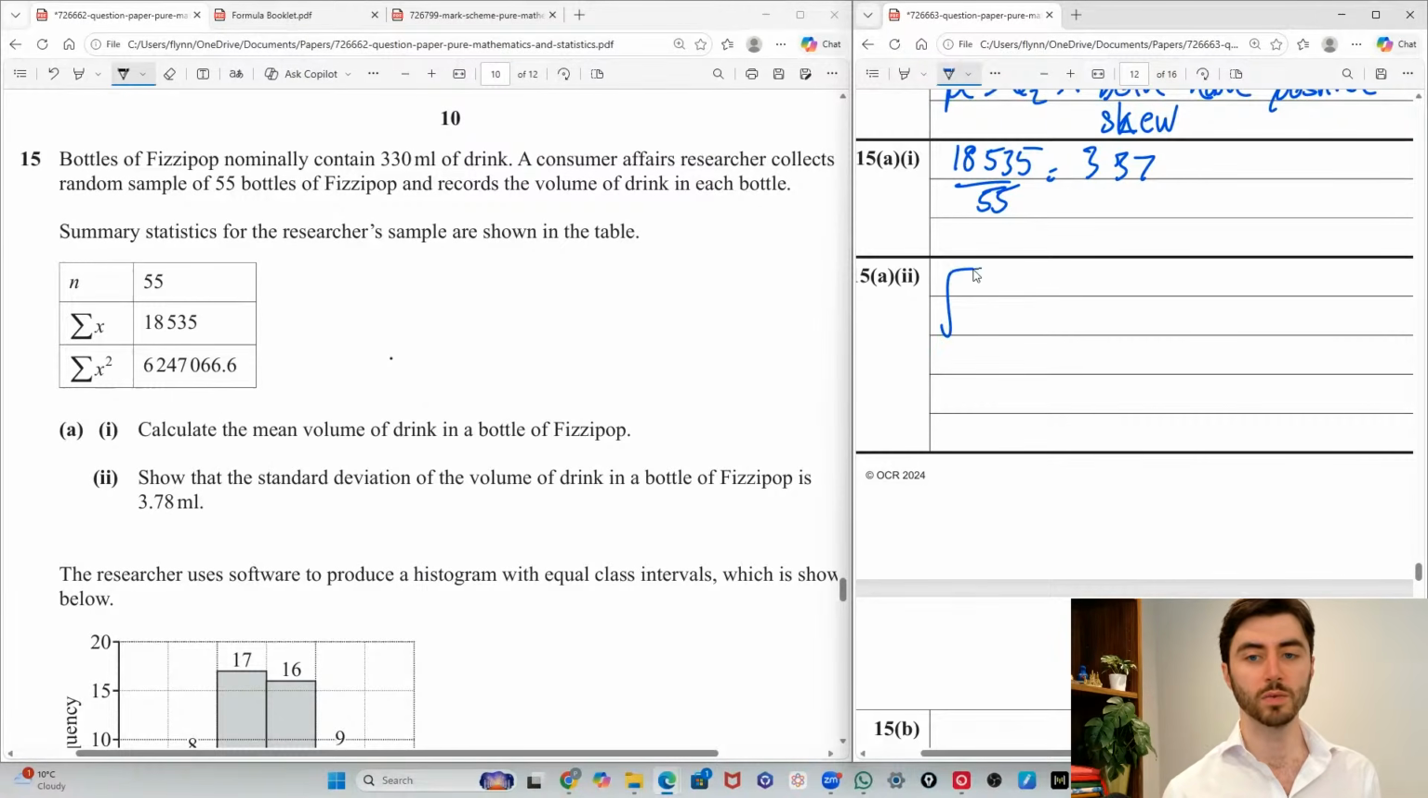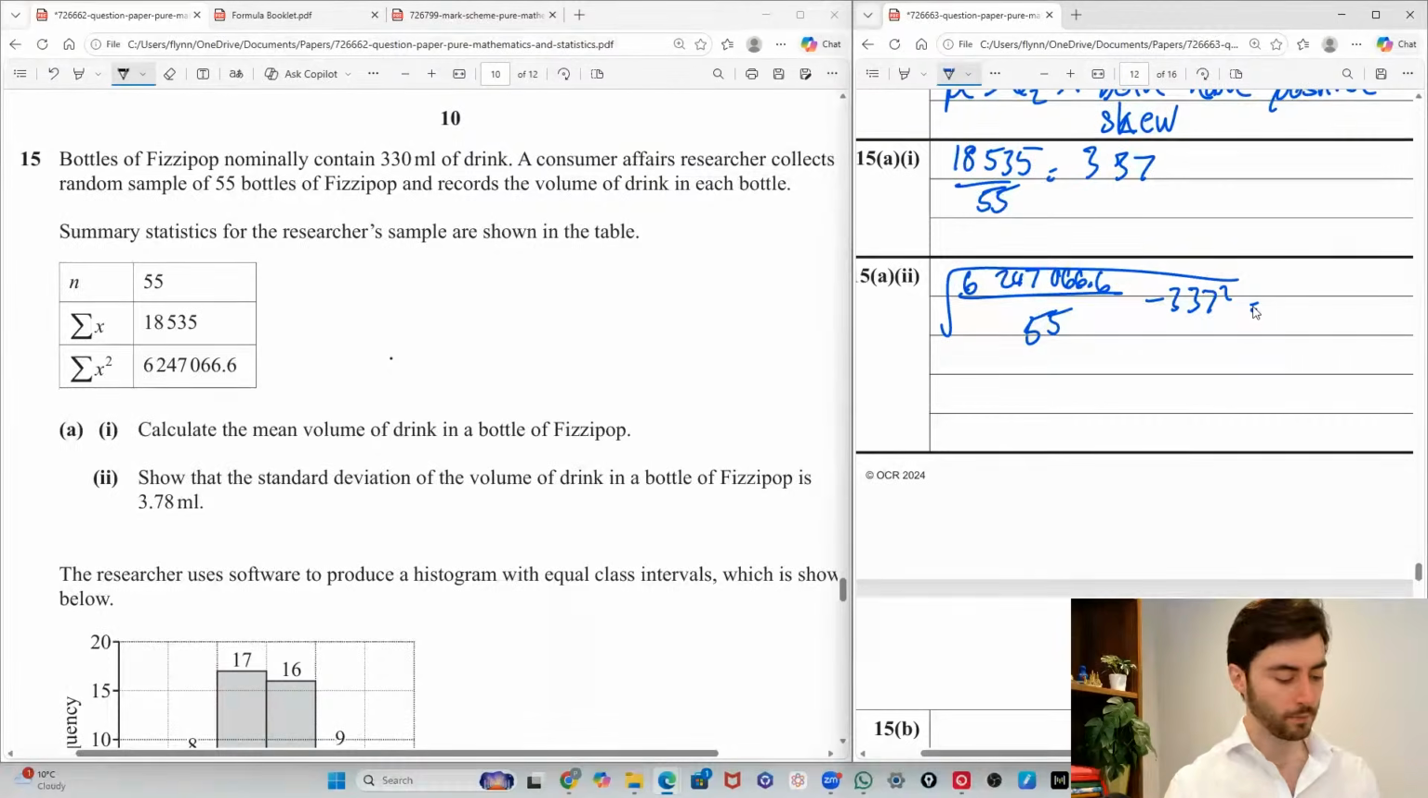Well, that would be the square root of 6,247,066.6 all over 55 minus the 337 squared. If I run that in my calculator, I get 3.0746. So why am I a tiny bit off here?